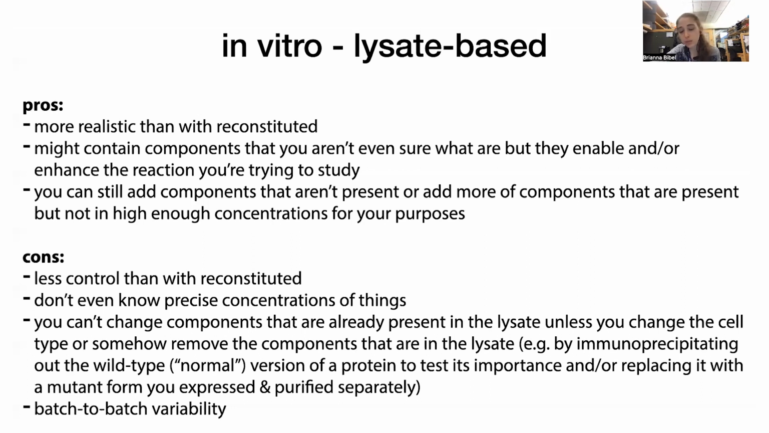By immunoprecipitating out, basically, for example, you could have beads that were conjugated or attached to an antibody against the thing you want to get rid of, and then you can pull it out to remove that thing that you don't want. But you do have batch to batch variability because you're taking things out of cells, and cells have variability.